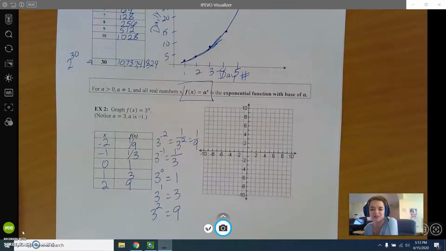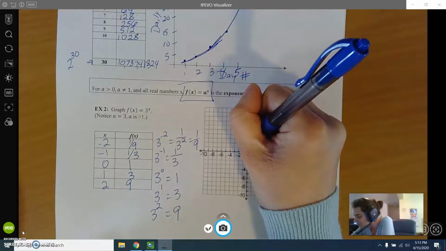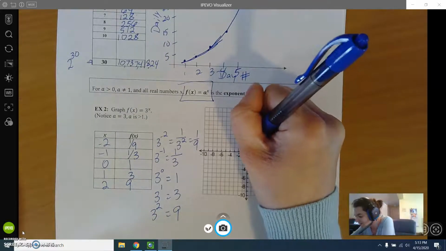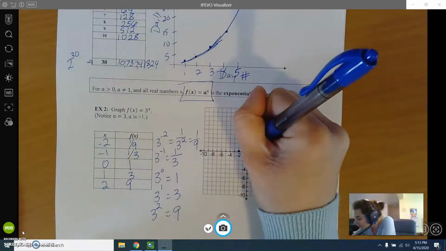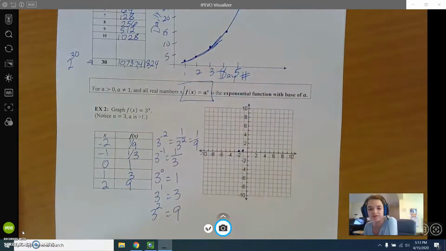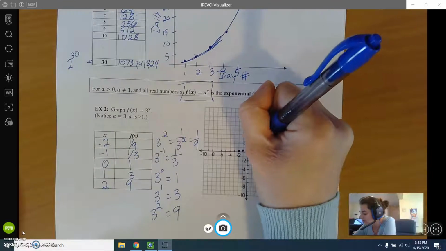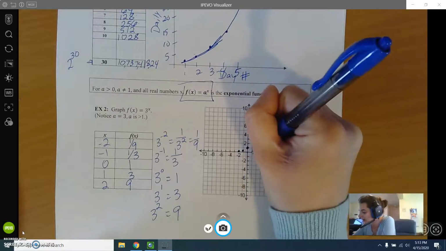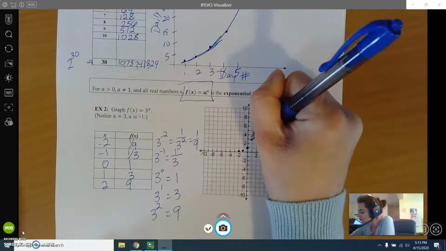Okay, so now we've got some pretty nice points. We can go ahead and plot them. So at -2, our y value is 1/9, which is really tiny. It's just above 0, right? At -1, it's 1/3, which is just under 1/2. It's barely higher than where we were before. At 0, our y value was 1. At 1, our y value was 3. And at 2, our y value was 9.